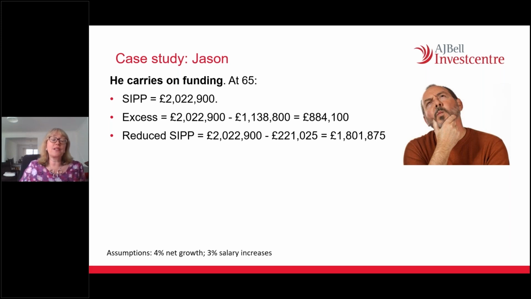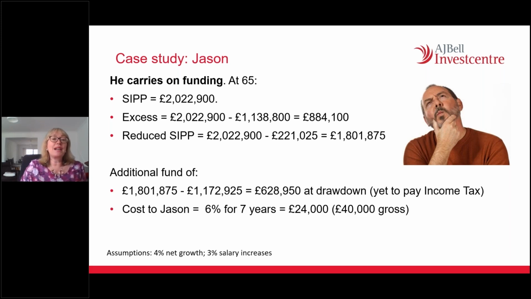And he has got an excess of £884,000. We take a charge off that and it brings it down to a reduced SIPP amount. Now, if we compare what he could have got when he stopped funding with what he gets if he carries on funding, then it's a difference of £629,000. Now, of course, he's yet to pay income tax on that amount of money. So it's maybe not a very simple comparison, but he's yet to pay income tax on that.